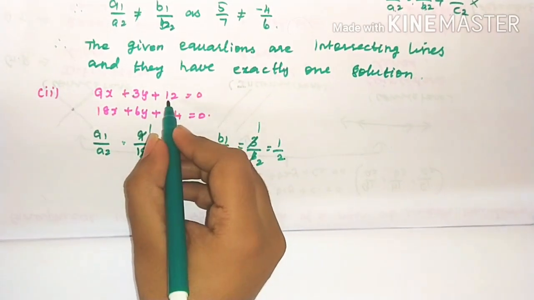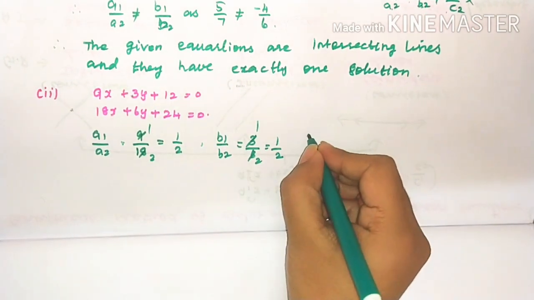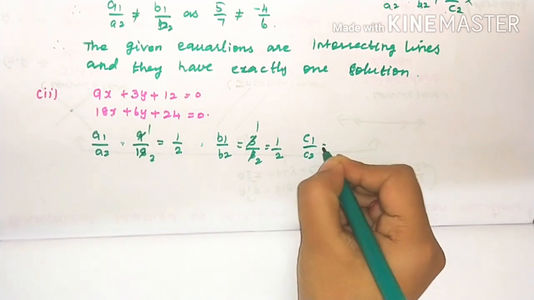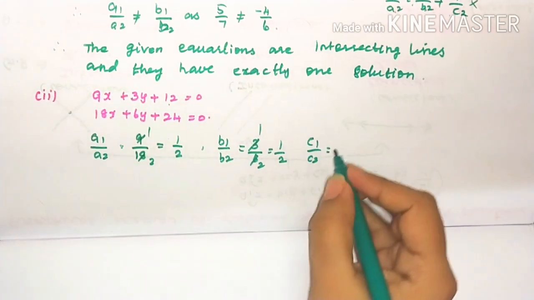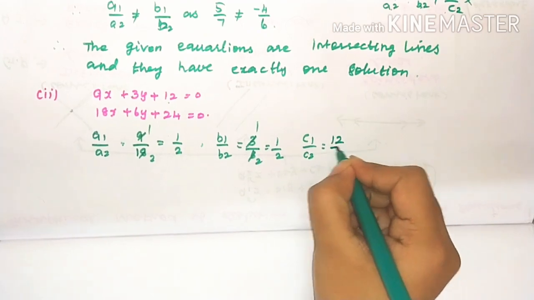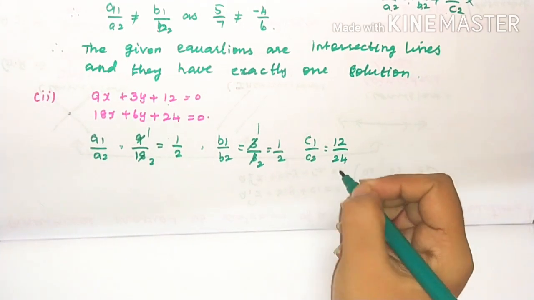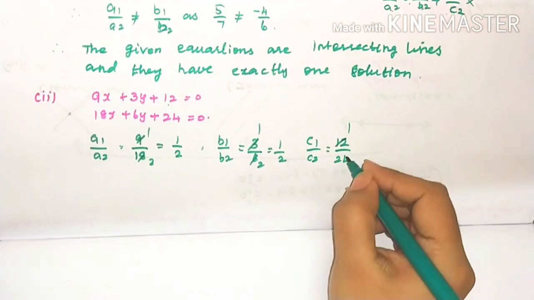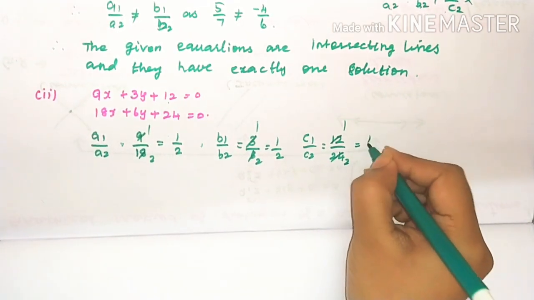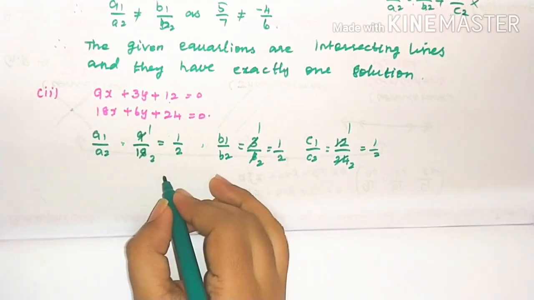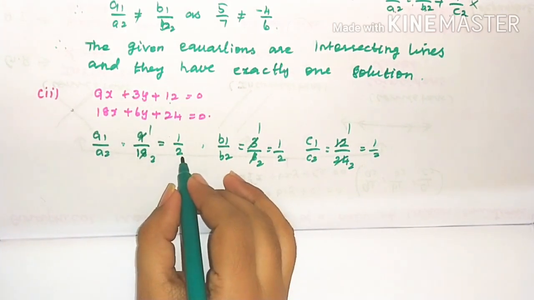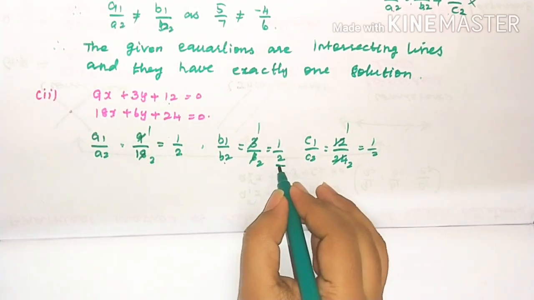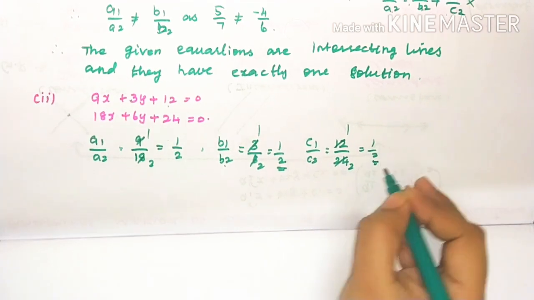And the constant term, c1 by c2. What is the constant term here? 12 and 24. So 12 divided by 24. 12 and 24 is coming in the 12 table, so we can directly cancel the 12 table itself, 1 time and 2 times. So it equals 1 divided by 2. Here a1 by a2 answer is 1 by 2, b1 by b2 answer also 1 by 2, c1 by c2 answer also 1 by 2.